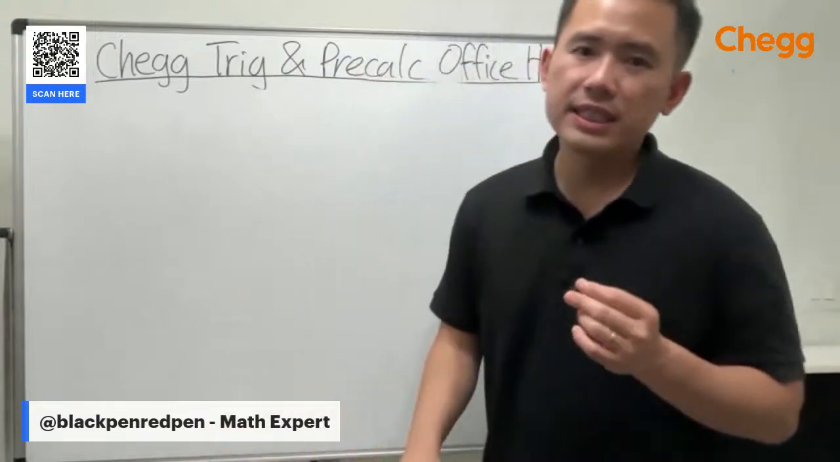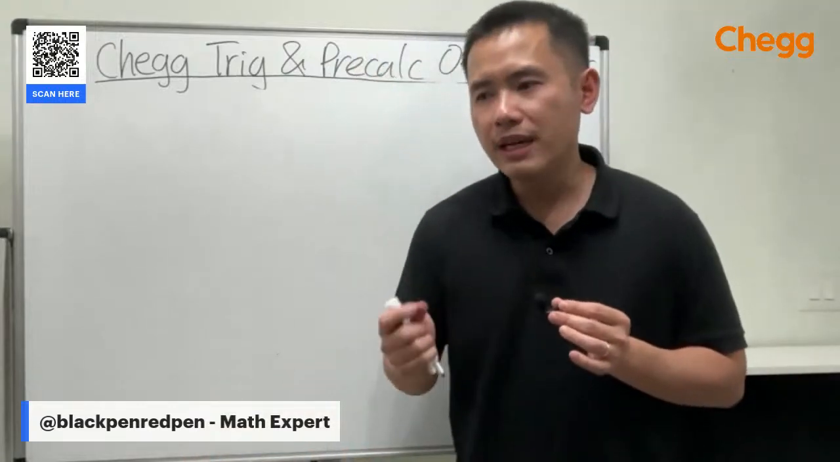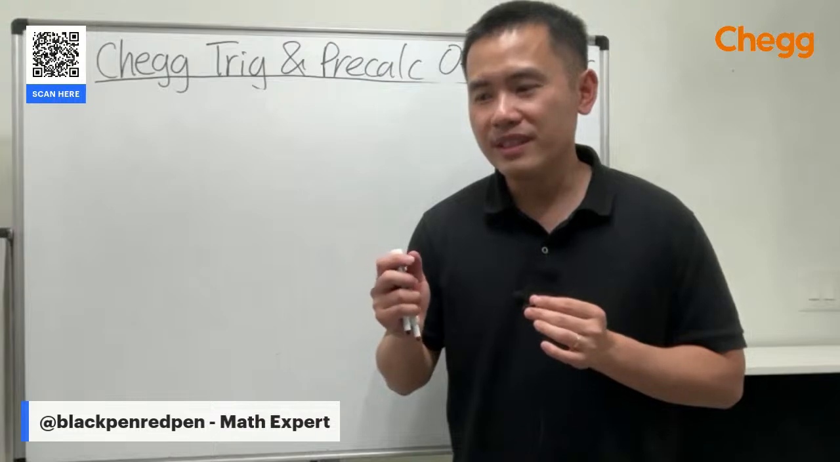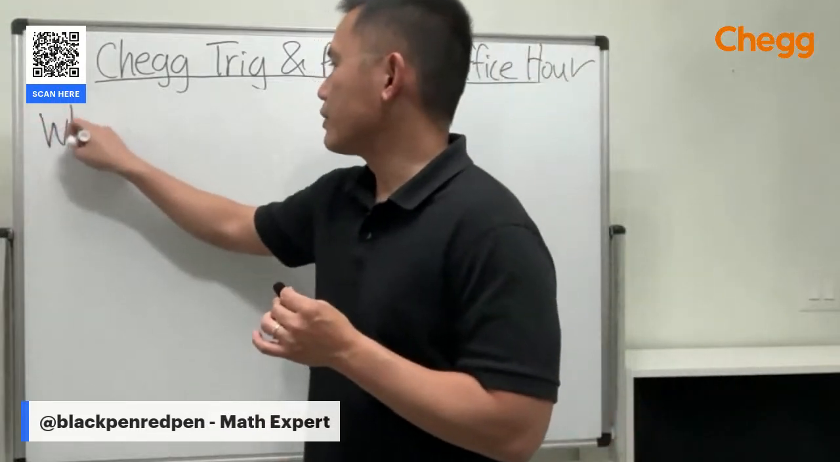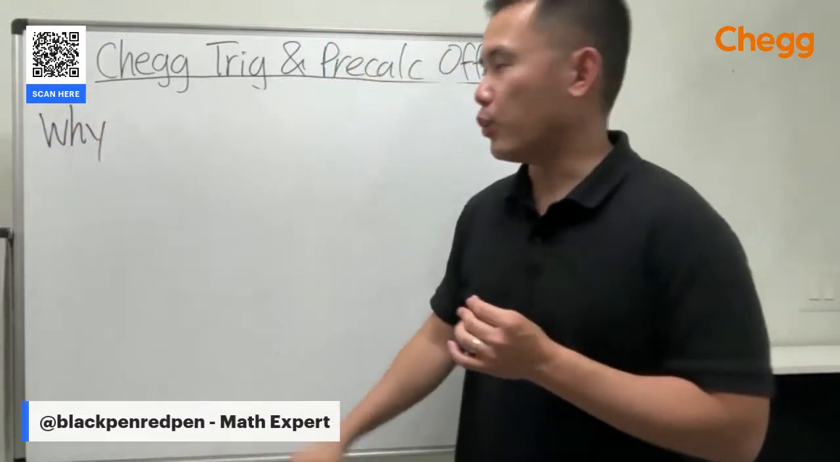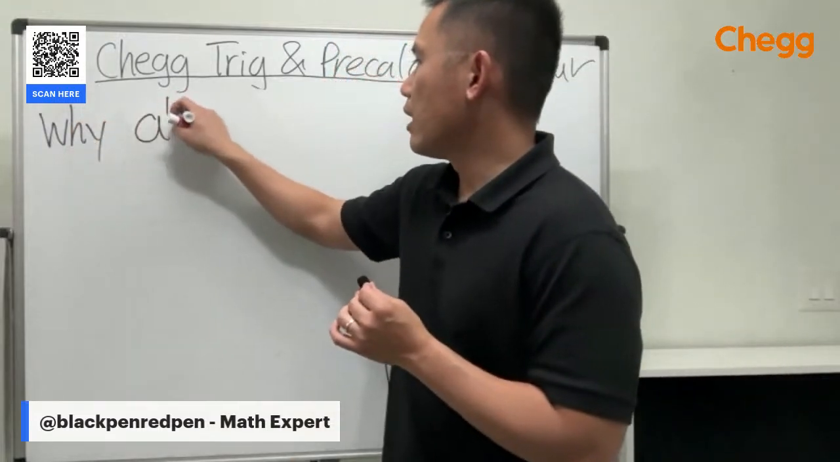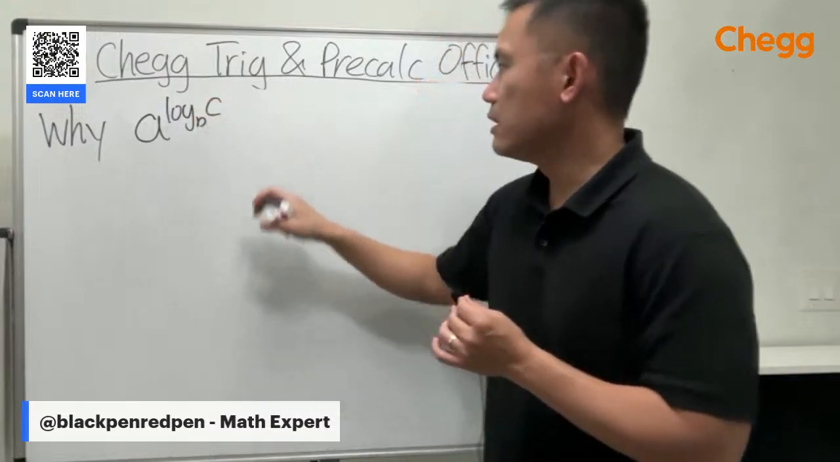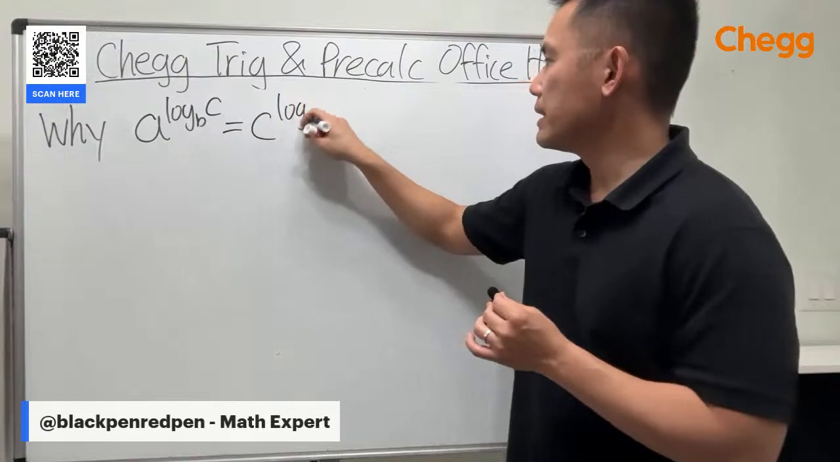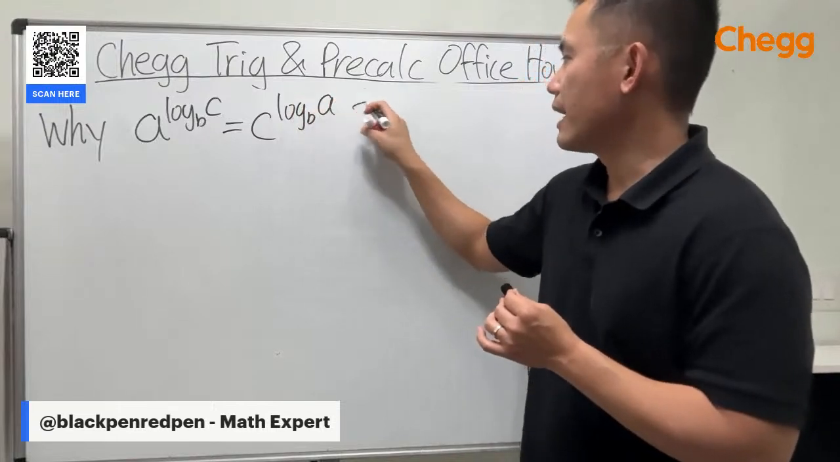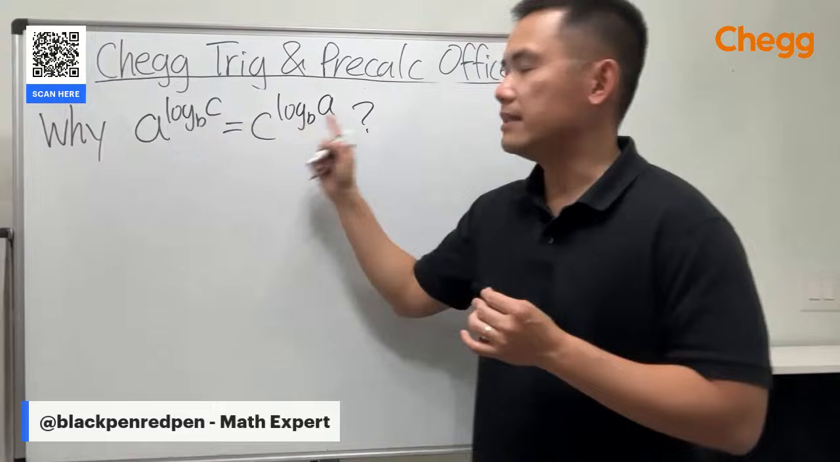I really think this is one of the most, perhaps the most underrated logarithmic properties. Here the question is, suppose we have good values a, b, and c. Then why is it that a to the log base b of c is the same as c to the log base b of a? As you can see, we swap the a and c.